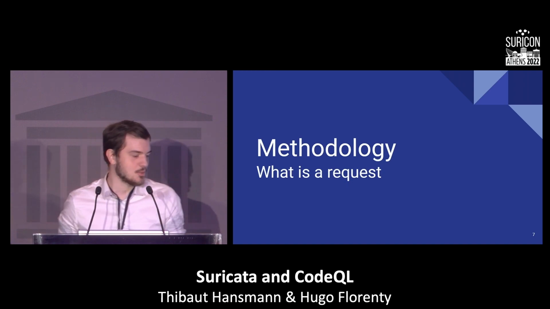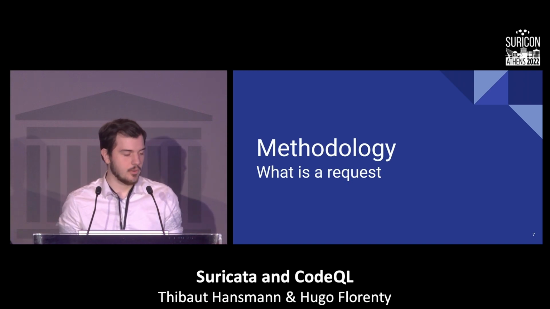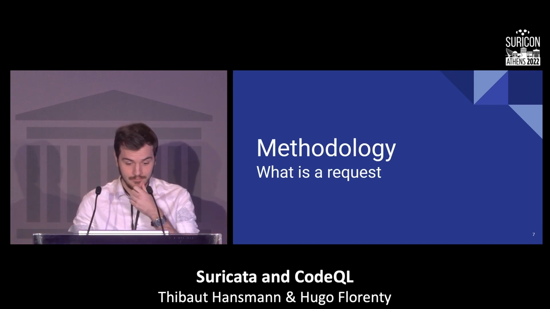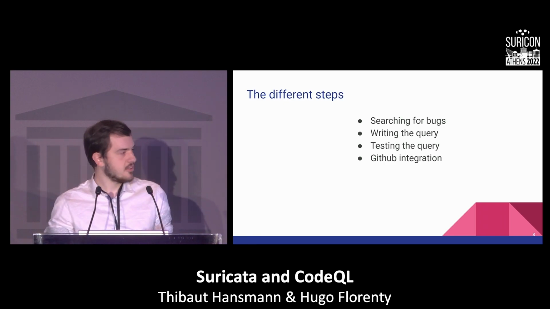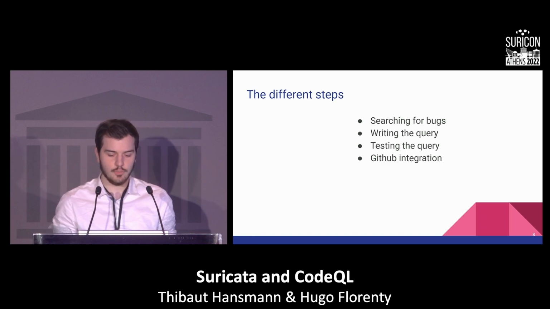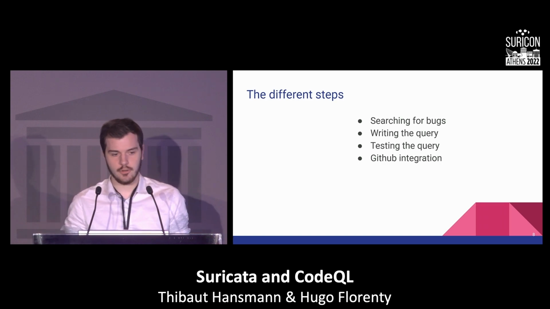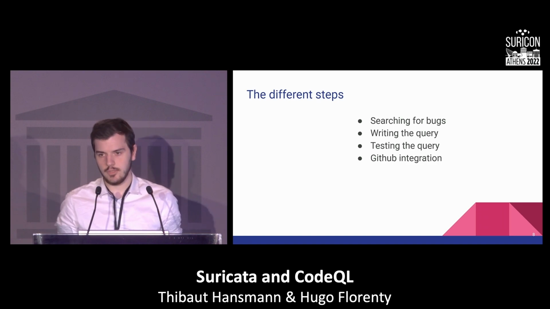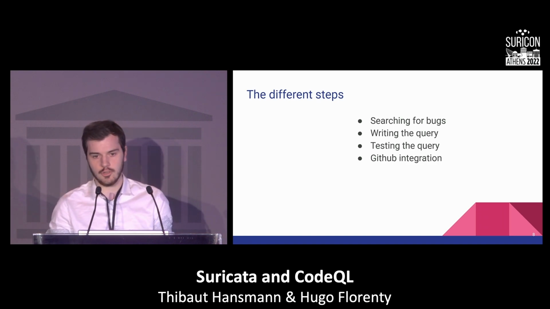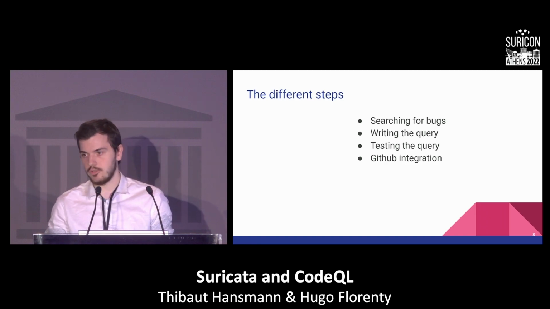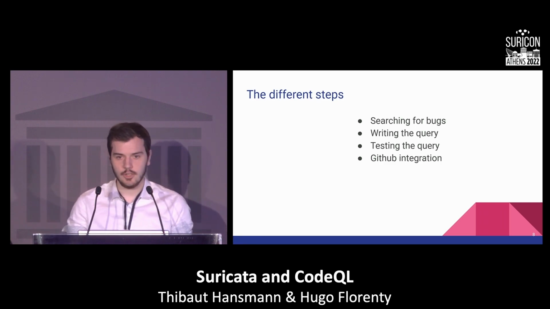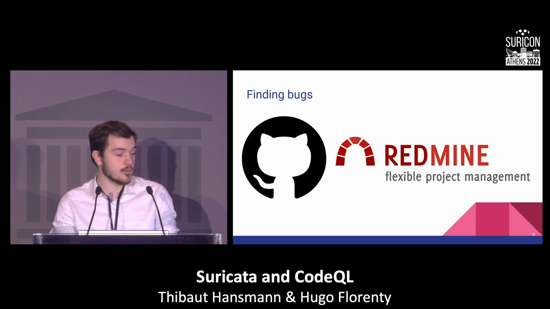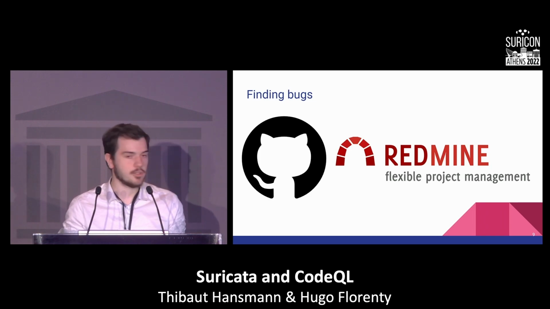So now I will present to you the methodology: what a query is in CodeQL, how it works, and how we created our queries for our project. We split our bug finding into different steps. First we search for bugs, then we write the query, and then we test it. When we ended that, we tried to integrate our query into GitHub. If you go to the CodeQL GitHub, you'll find our query and every query that's been done for CodeQL right now.